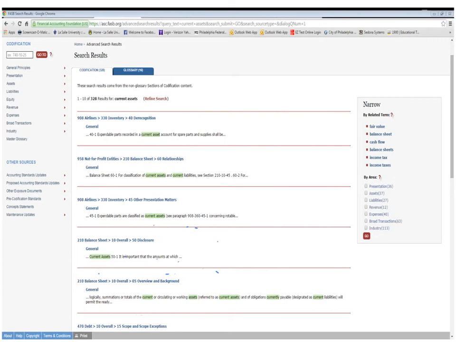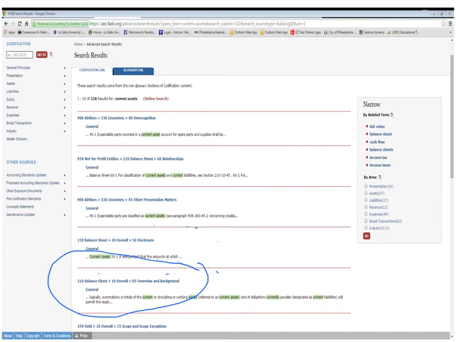I got a number of different references, but one is where I ended up, which was, it looks like balance sheet overall. And so I would have gotten to the right section. Might have had to wade through some things that were not relevant till I found the one that was relevant.